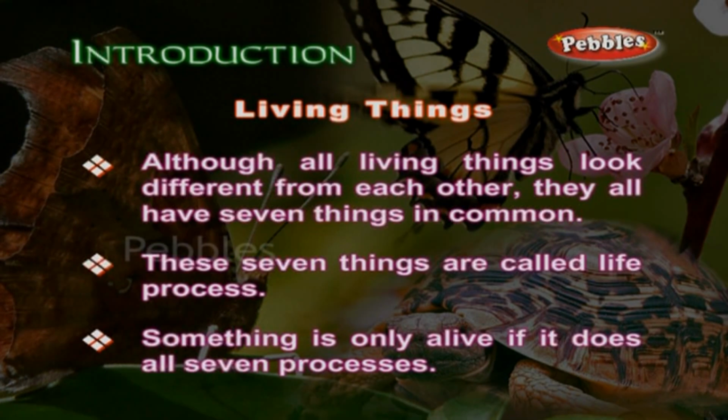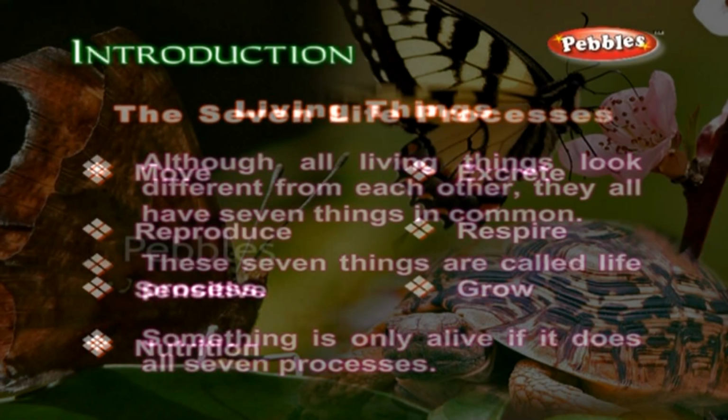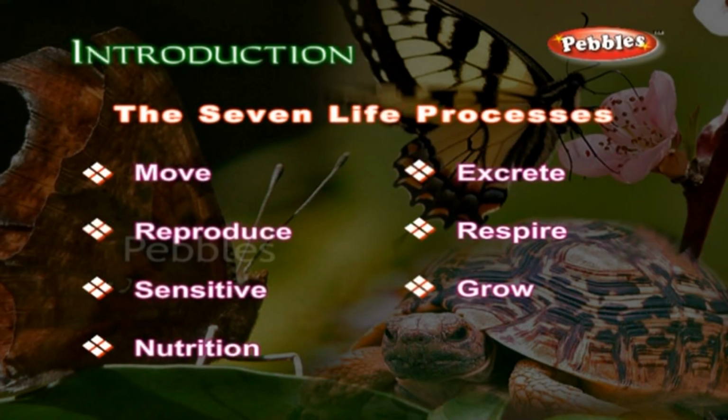Introduction. Living things. Although all living things look different from each other, they all have 7 things in common. These 7 things are called life processes. Something is only alive if it does all 7 processes. The 7 life processes: move, reproduce, sensitive, nutrition, excrete, respire, grow.